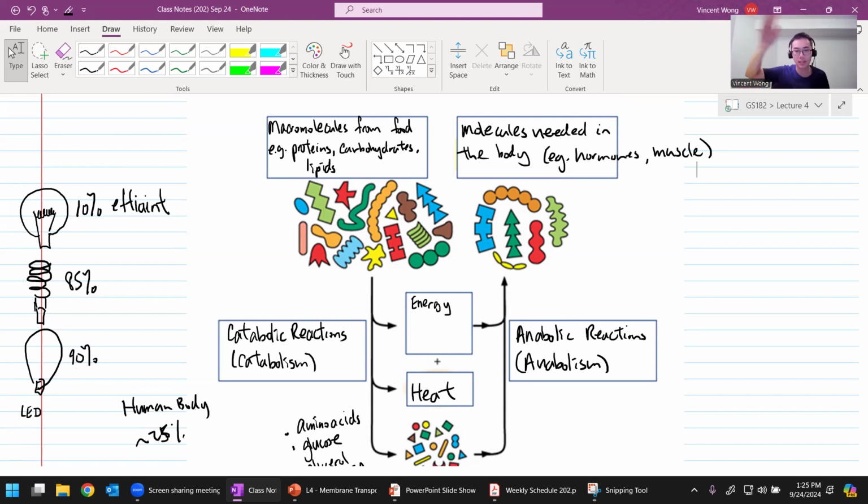So this is the process of breaking down food that we consume so that we have the raw material and the energy to create what we need. Okay? Questions?